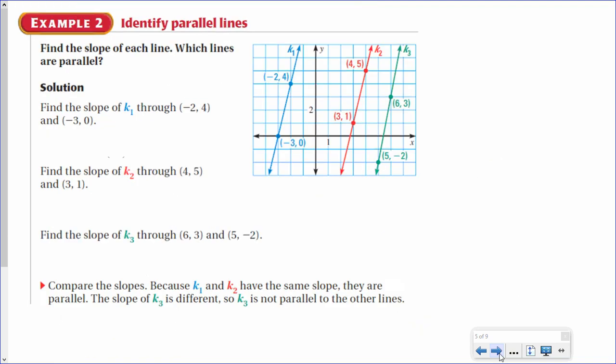All right. And this is just practicing finding slopes. Are they parallel? Are they perpendicular? Well, a lot of it you can just look by the picture, but what if you didn't have a picture? Here's what you would do.